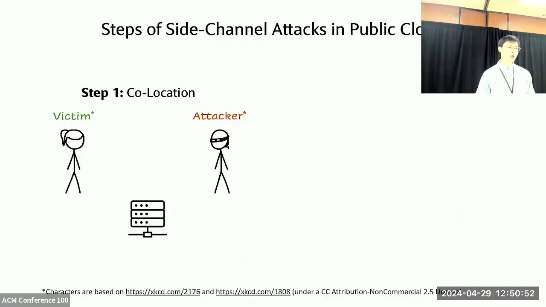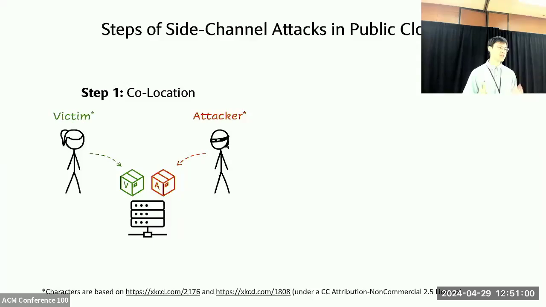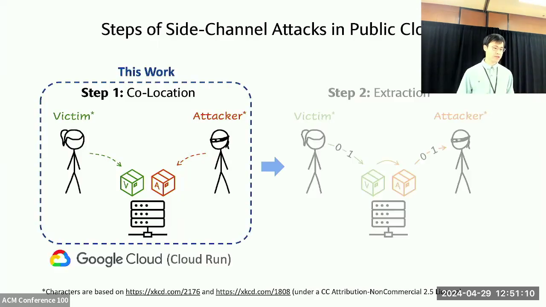Therefore, to actually pull off one of these attacks in a public cloud environment, the attacker needs to first find a way to achieve co-location with the victim on the same physical machine before one can extract information from the victim. However, how to achieve this co-location is often overlooked. Therefore, in this work, we focus on step one, the co-location, and we use production Google Cloud as an example. And I want to apologize to Google, because they're a sponsor of the conference, I guess.